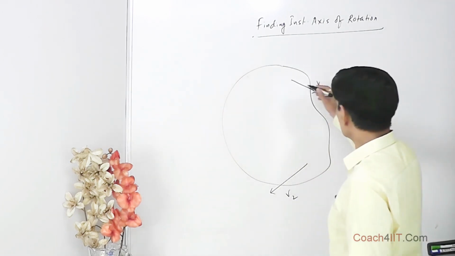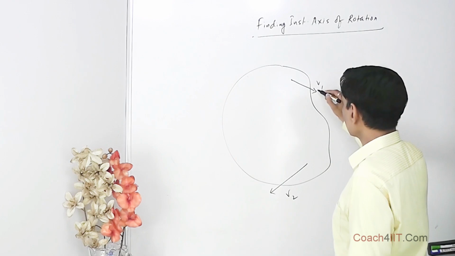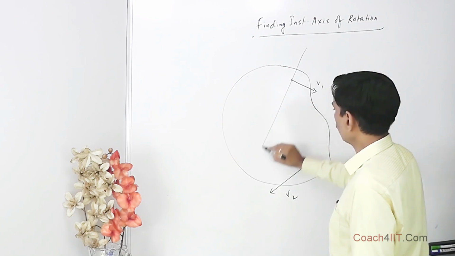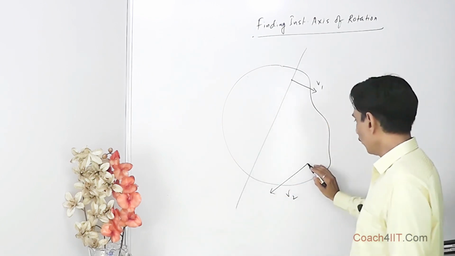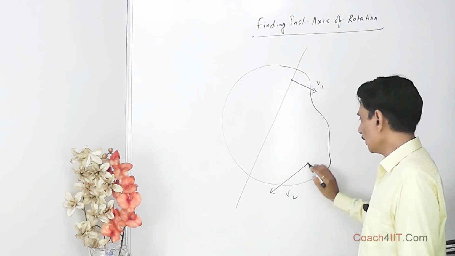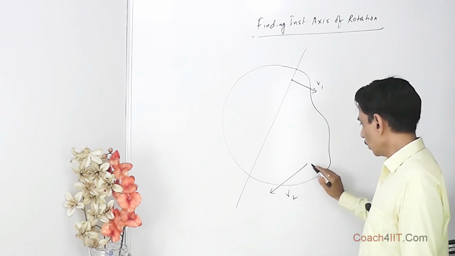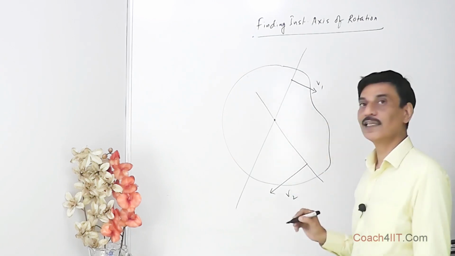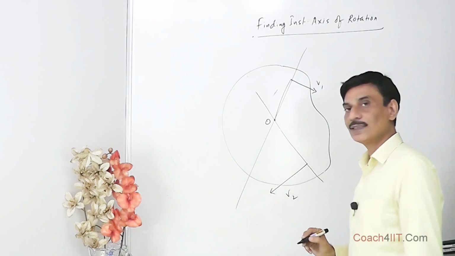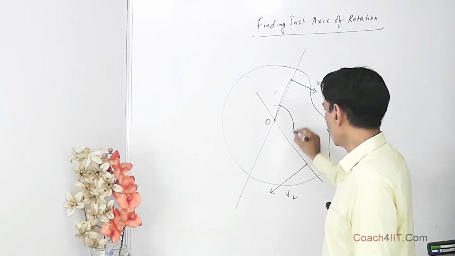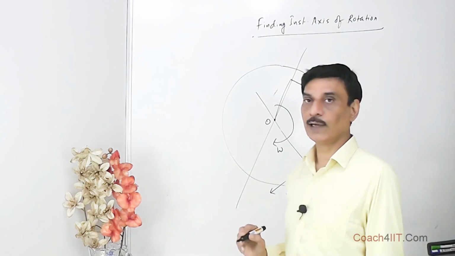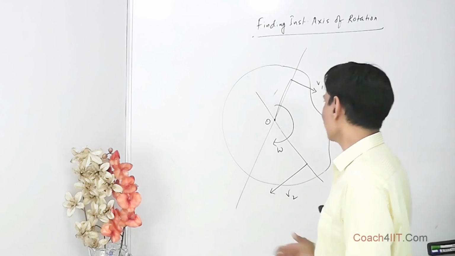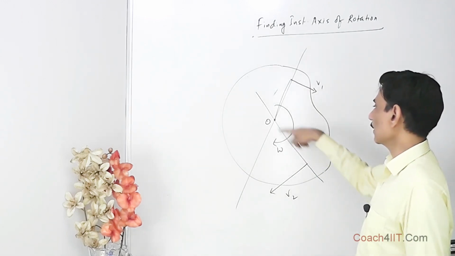We know if this particle is moving in this direction, the axis of rotation should lie on a line perpendicular to this. Similarly, for this, if it is moving in this direction, the axis of rotation should lie on a line perpendicular to this. Where these two lines intersect, this is the instantaneous axis of rotation. This point is the instantaneous axis of rotation, and about this the whole body is rotating with one angular velocity omega, one theta, one alpha.